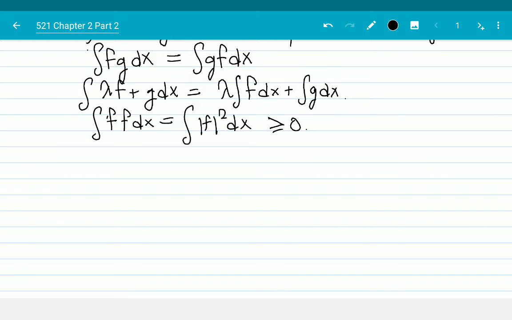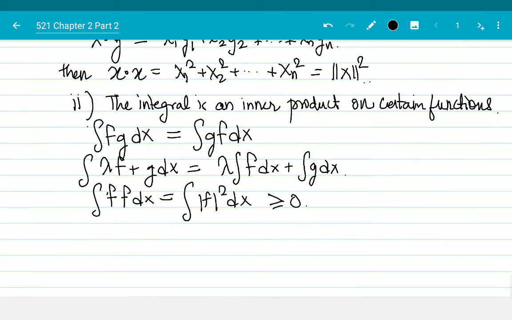Why are we saying on certain functions? The idea is, if you have taken calculus, you know that not all functions are integrable. You need your function to be integrable. You want your integral to be defined. You need it to be finite. All of these things need to hold true. If you're dealing with functions whose integral is finite, then this is an inner product on those functions. Otherwise, forget about it. It was just an example.